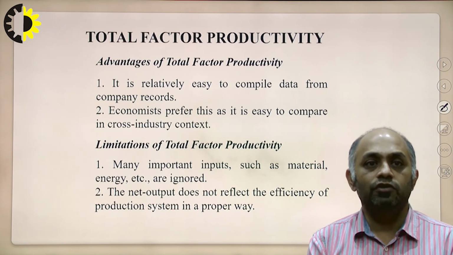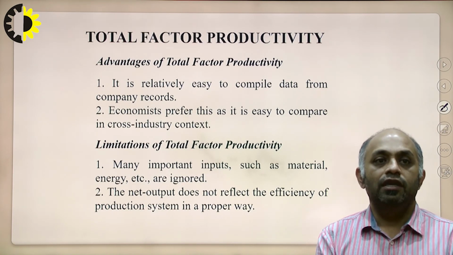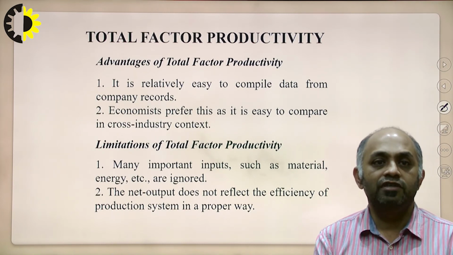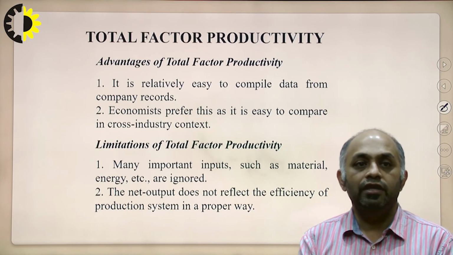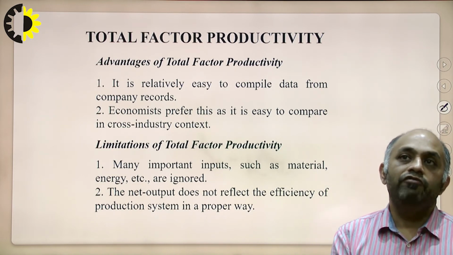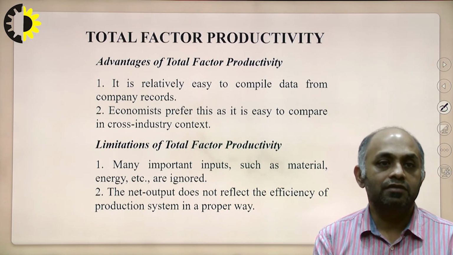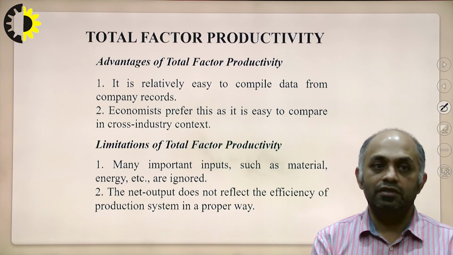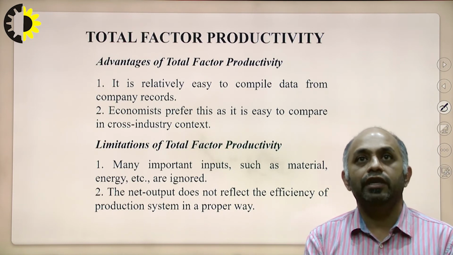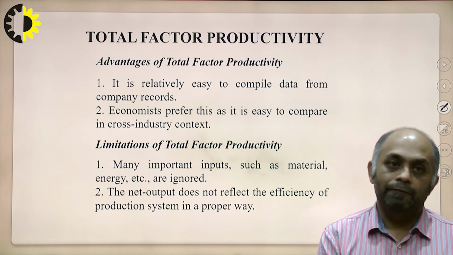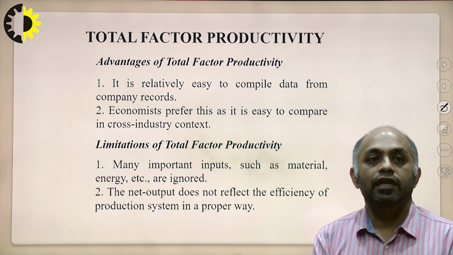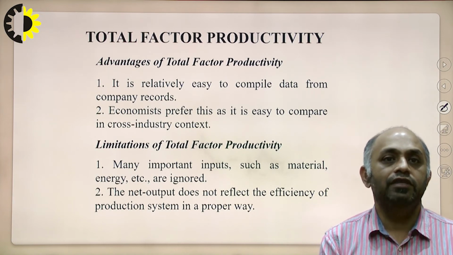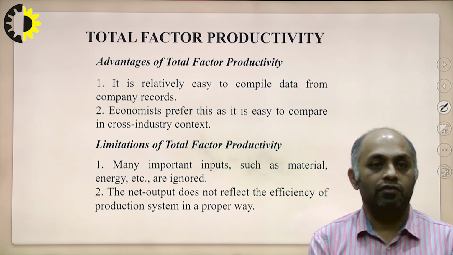The advantage of total factor productivity is that it is relatively easy to compile data from the company records. Economists prefer this as it is easier to compare in a cross-industry context. So this basically helps us to understand the productivity of different industries around the system. The amount of capital they have invested and the labor cost they are incurring can be easily taken out, and depending on that we can have the productivity of different industries.